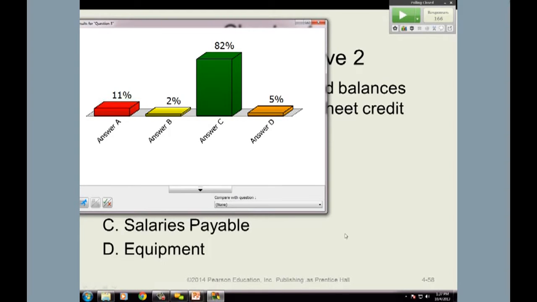All right, so of course, it's salaries payable. If you look at the other choices, is rent revenue a credit or debit? Rent revenue, debit or credit? Credit. But what statement? Income statement. Okay. Insurance expense is a debit, and of course, equipment is a debit on the balance sheet. All right. Okay.